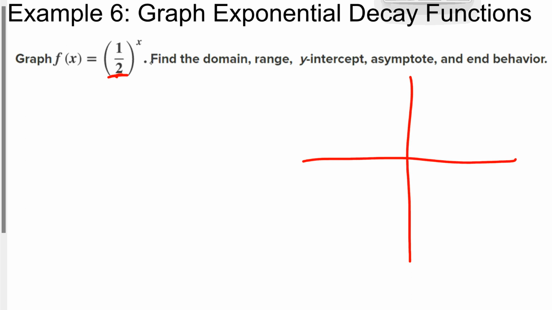What's the best exponent to have? That'd be a 0, right? Because anything raised to 0 is 1. So I have this point (0, 1). So then I know I have my y-intercept, right? My y-intercept is (0, 1).